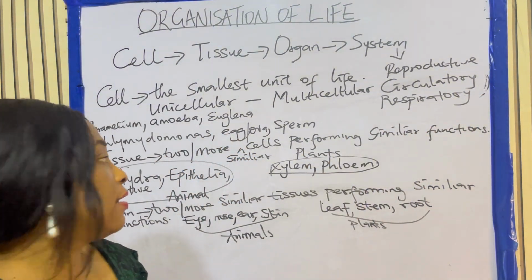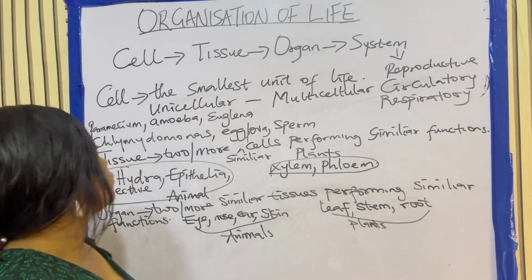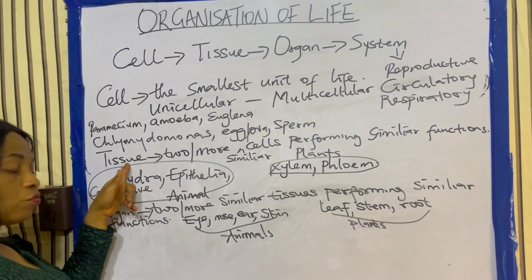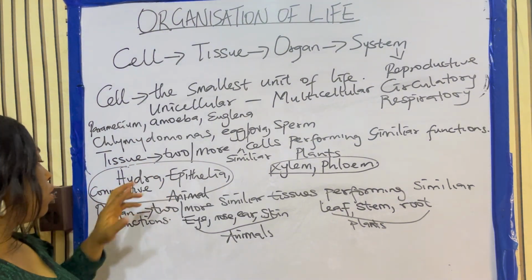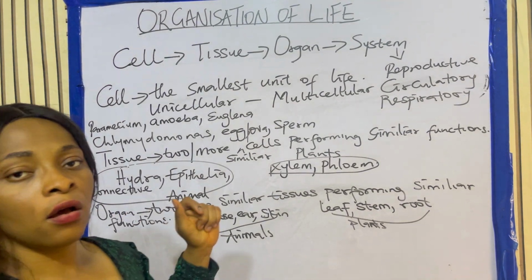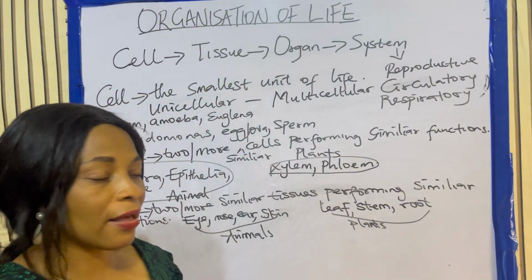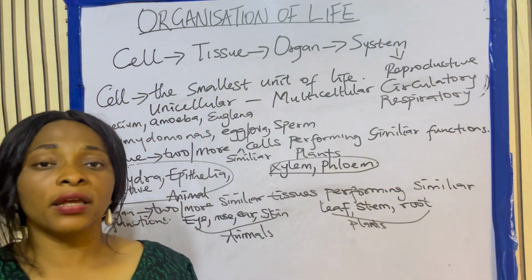So I want to recap. The cell is the smallest unit of life. Then a combination of two or more cells will give you a tissue. A combination of two or more tissues performing similar function will give you an organ. A combination of two or more similar organs performing similar function will give you what? A system.